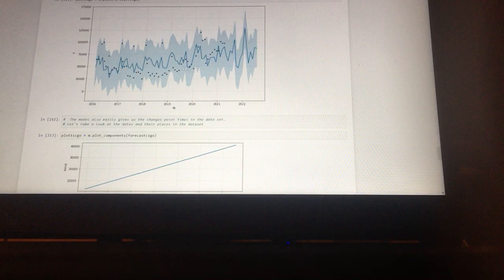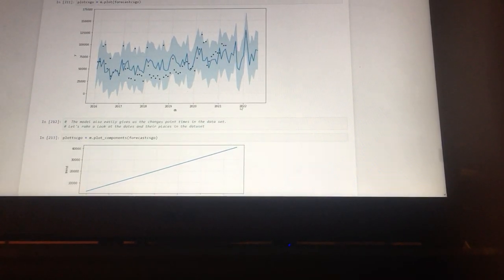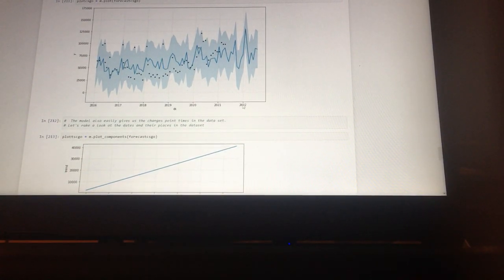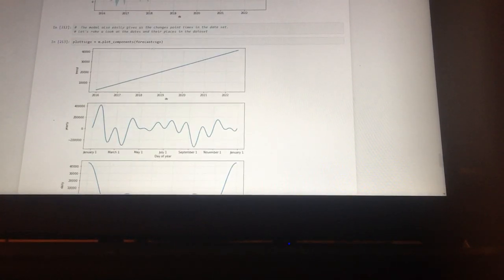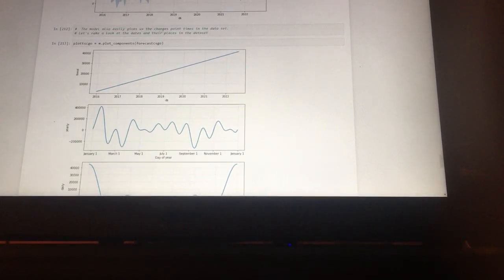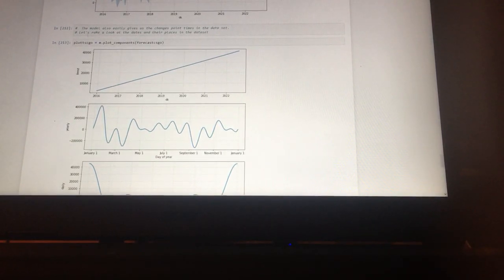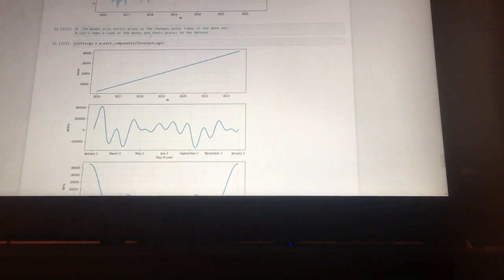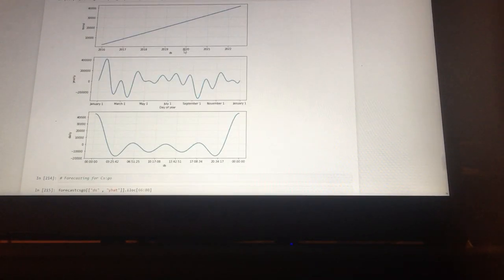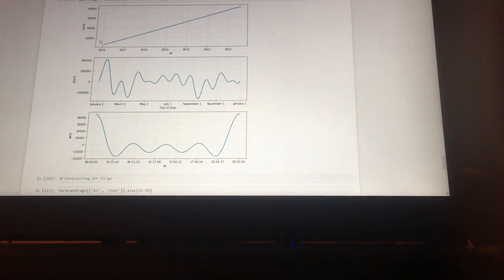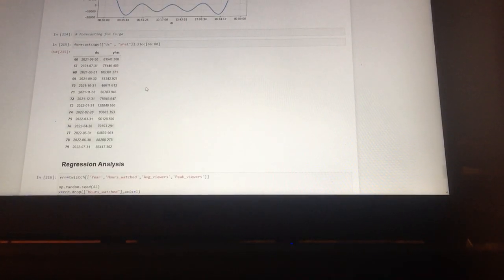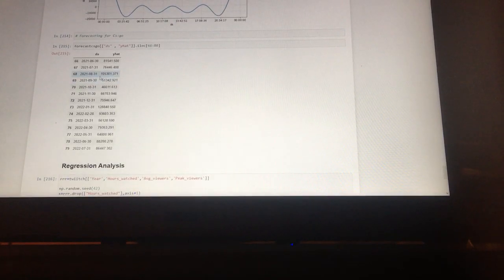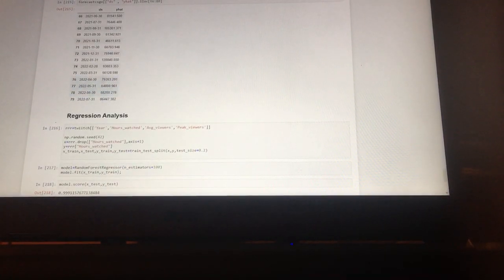As you can see in this graphic, it's about late 2022 to 2023. The model also easily gives us the change points times in the datasets, and let's take a look at the data and its places in the dataset. This is a dataset for CSGO. As you can see, months. This is our graph, and our final result is here.